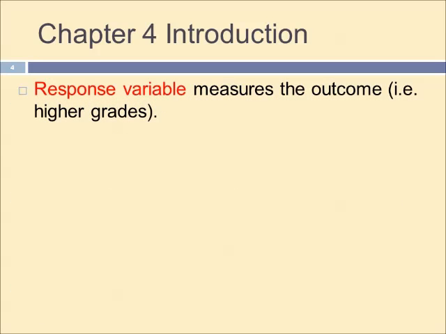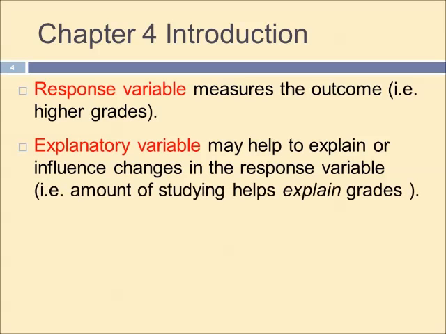The response variable measures the outcome. So for the example of more study time and higher grades, the response variable, the outcome, is higher grades. The explanatory variable may help to explain or influence changes in the response variable. So the amount of studying helps to explain grades.